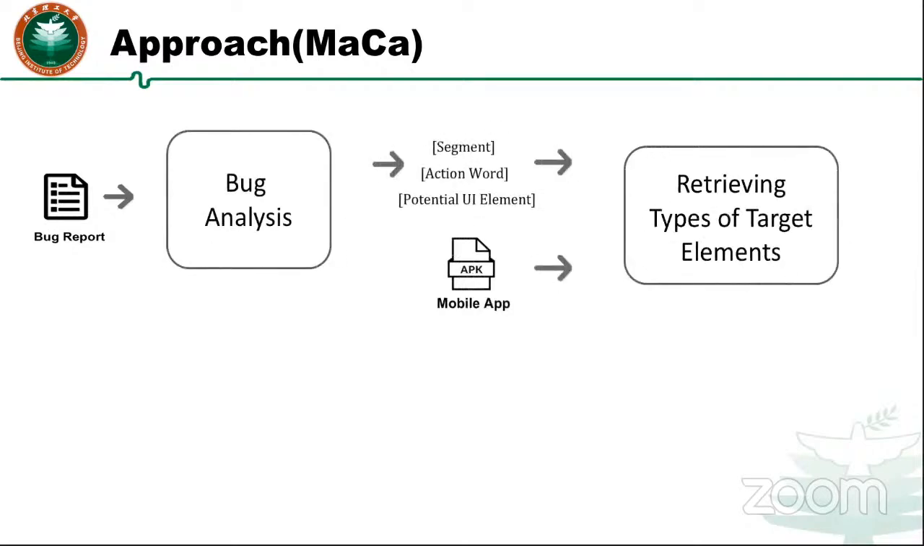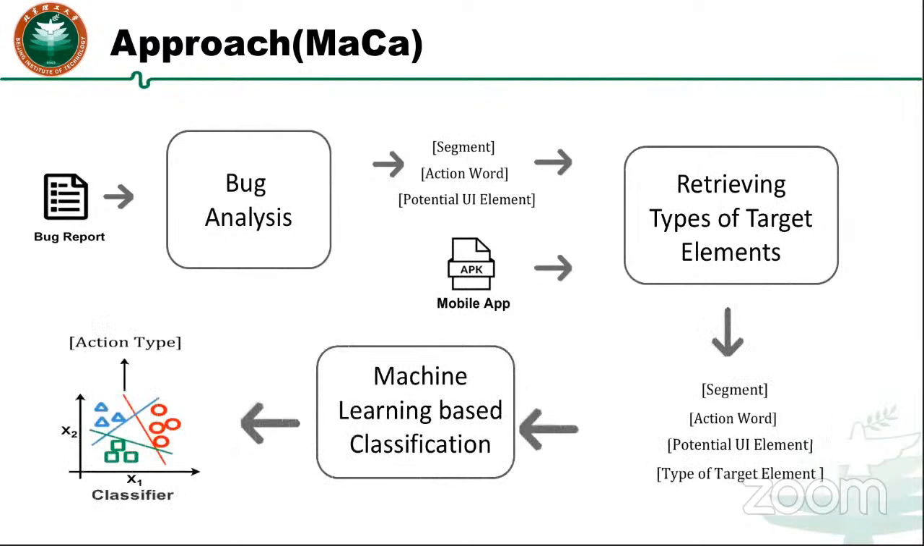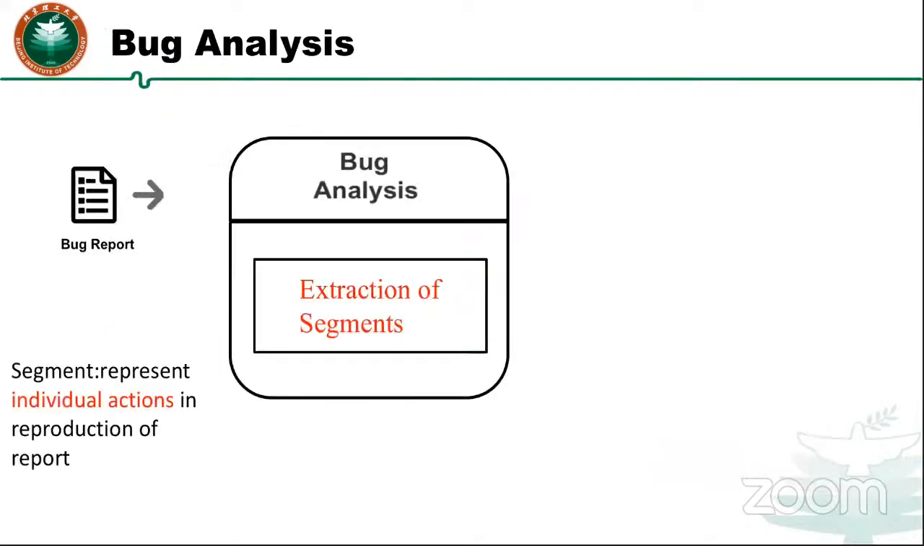This is an overview of our approach. It takes bug reports as input. The three main steps of the approach are bug analysis, retrieving types of target elements, and machine learning-based classification. Finally, it results in a trained classifier to identify and classify action words. We'll introduce each part in detail in the following slides.